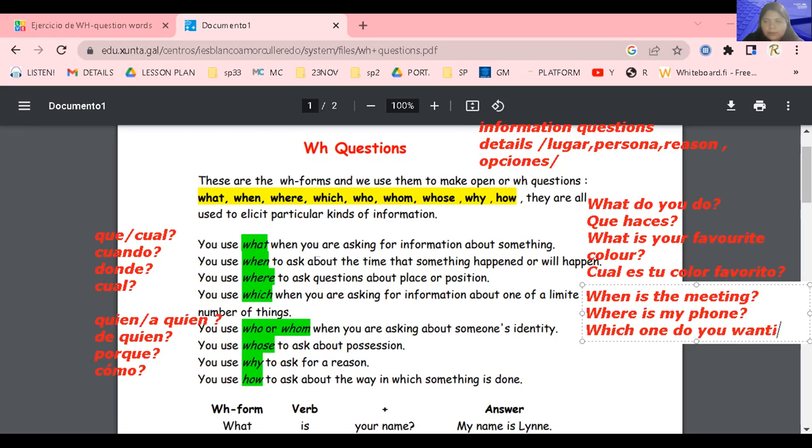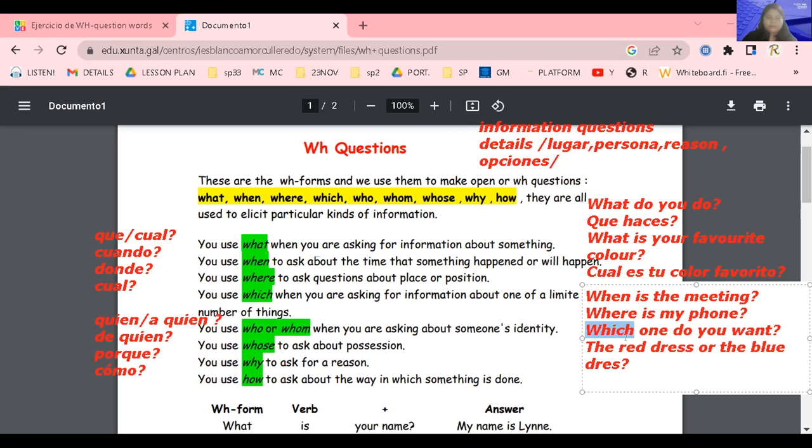Ok, podría ser. Which one do you want? ¿Cuál quieres? The red dress or the blue dress? ¿Cuál vestido quieres? ¿El rojo o el azul? Entonces, este cual lo vamos a utilizar cuando nosotros tenemos pocas opciones o ya nos delimitan, ¿verdad?